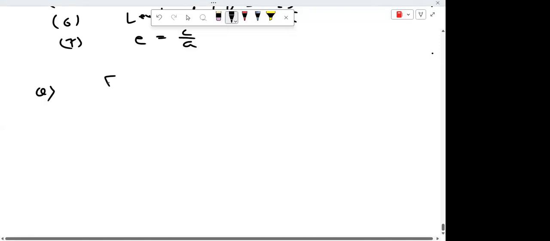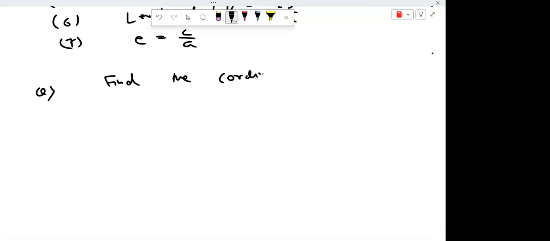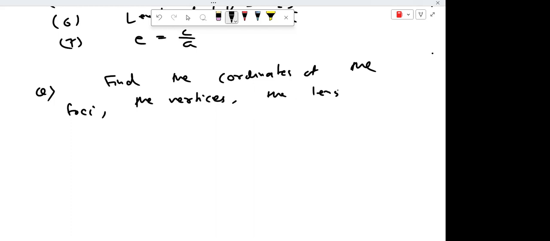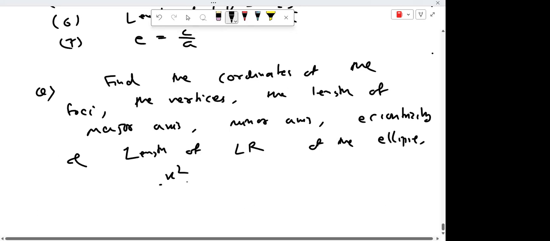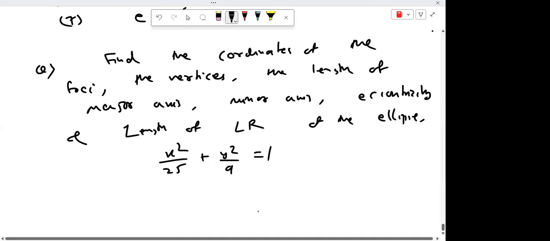So let's solve a question. They're saying find the coordinates of the foci, the vertices, the length of major axis, minor axis, eccentricity, and length of LR of the ellipse x square by 25 plus y square by 9 equals 1. Okay, see if you can solve this.